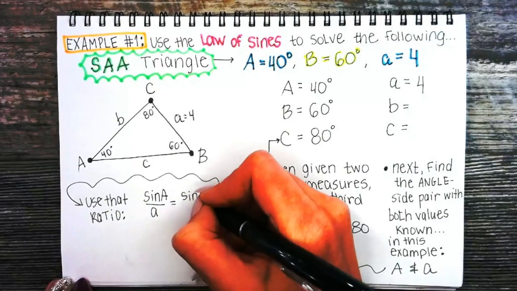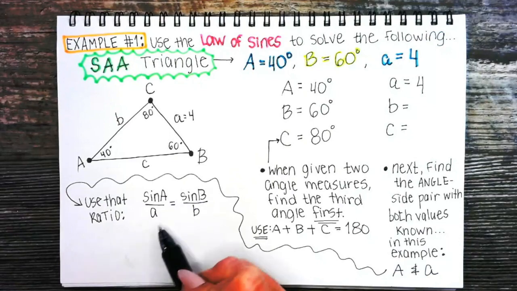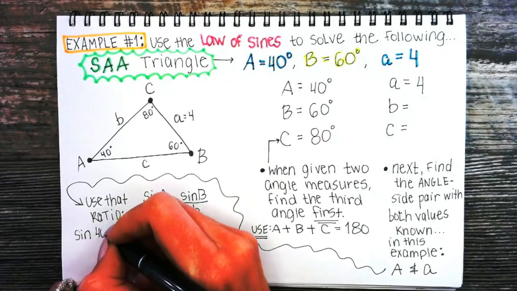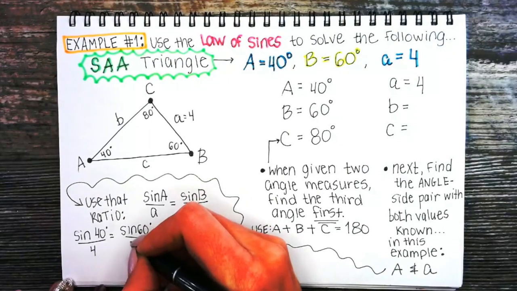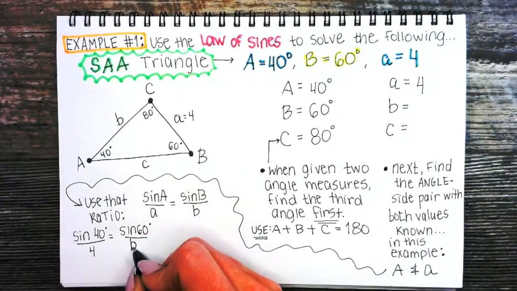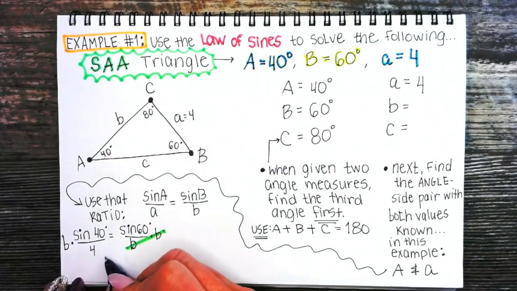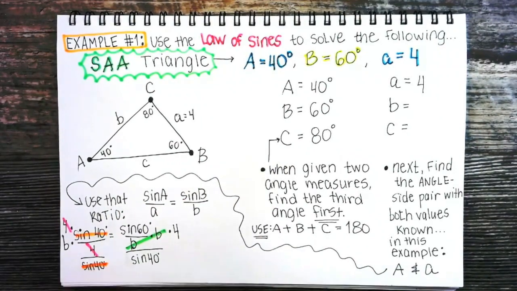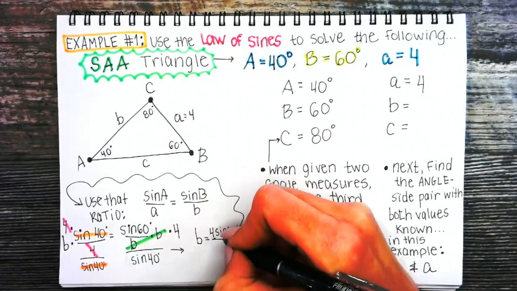For the other ratio, we could really use any pair we want. First, I wrote the rule. Now I'm going to fill in all of the values I know. If I have 4 variables in my equation and I'm trying to use it to solve, that means I should be filling in 3 out of the 4 variables. I'm going to multiply both sides by b. If you just divide by sine of 60, b will be in the denominator and that doesn't help us solve. Now I'm also going to multiply both sides by 4. And I'm going to divide both sides by sine of 40. That leaves us with b equals 4 sine 60 over sine 40.